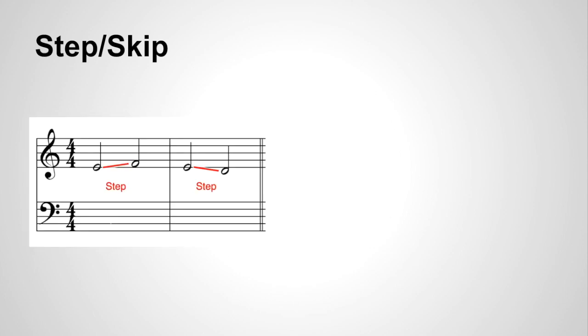So first, let's look at step and skip motion. This example on the left, we have two examples of step motion going up and down. In the left measure, we have an E going to an F in the treble clef. That is a step going up because the notes are consecutive. They're right next to each other. And then in the second example, the measure on the right, we have stepwise motion going down, E to D.